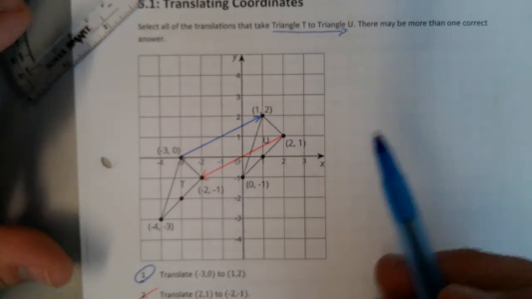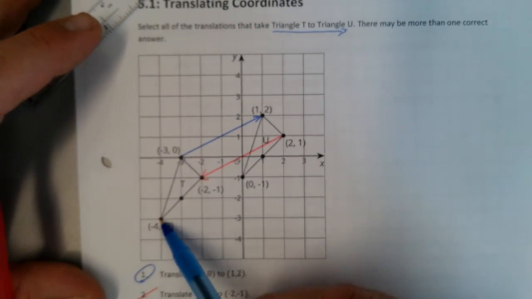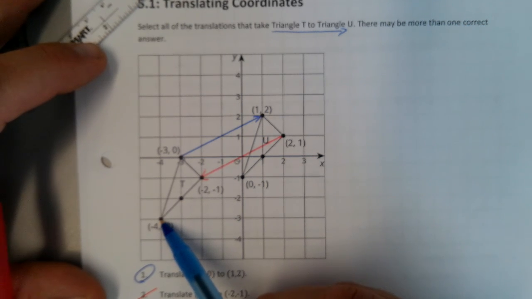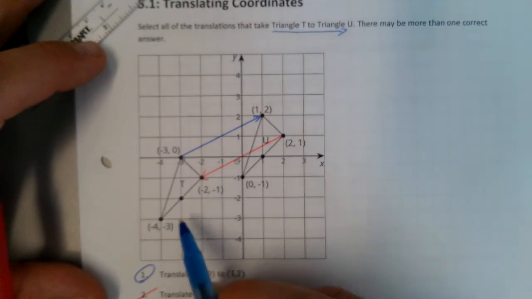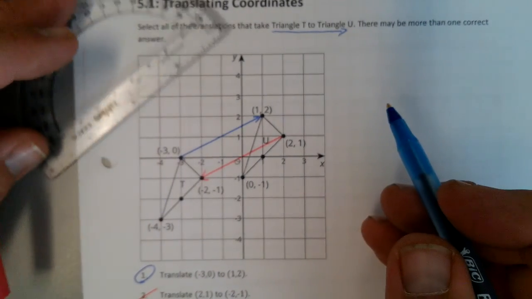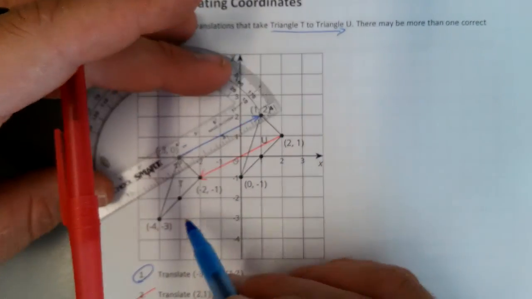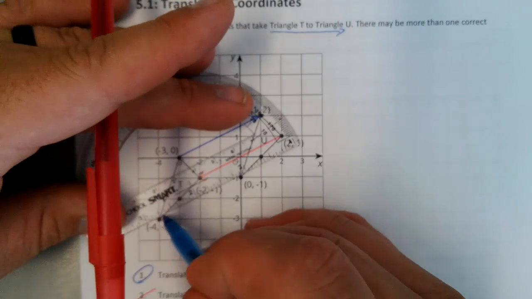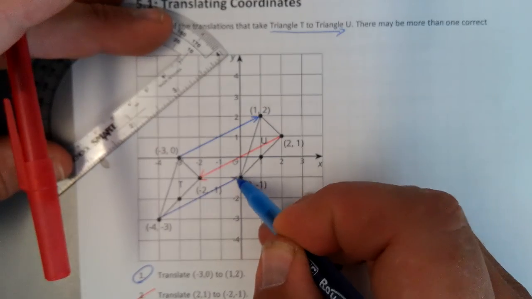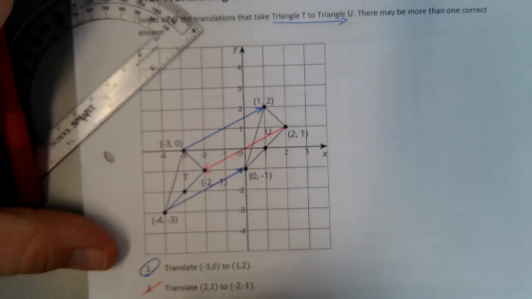Number three, talking about from the point -4, -3 to the point 0, -1, we see that those are corresponding locations on the triangle. We also see that we are moving from T to U. This would be also another true translation.